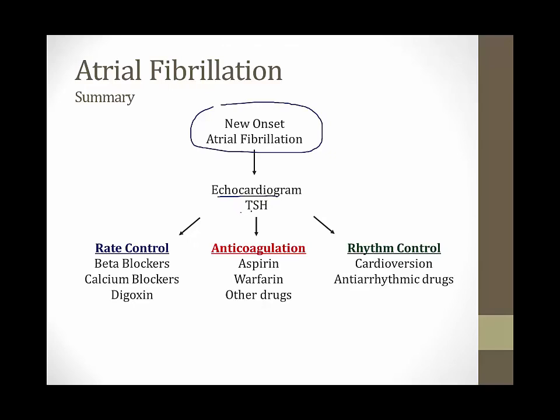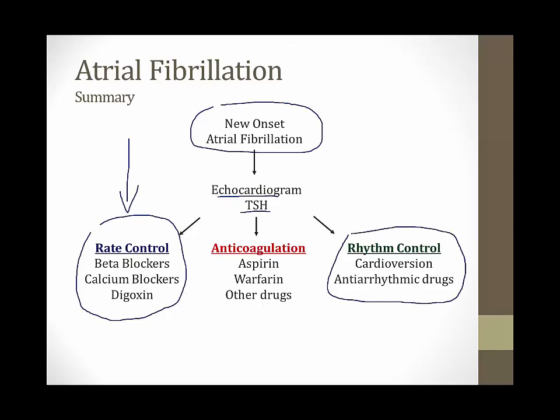I also often check a TSH to exclude thyroid disease. We then administer rate control with beta blockers, calcium channel blockers, or digoxin, and in many cases this is all we will do because the patient feels better when the heart rate is slower. In some cases we adopt a rhythm control strategy where we perform a cardioversion and sometimes use antiarrhythmic drugs.